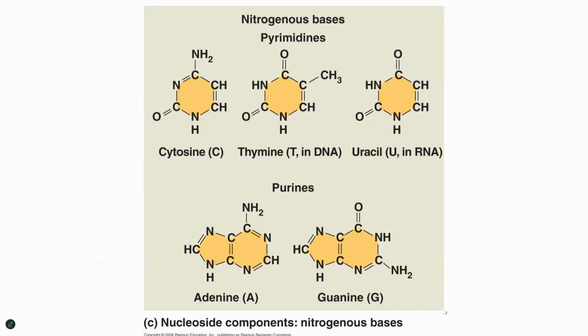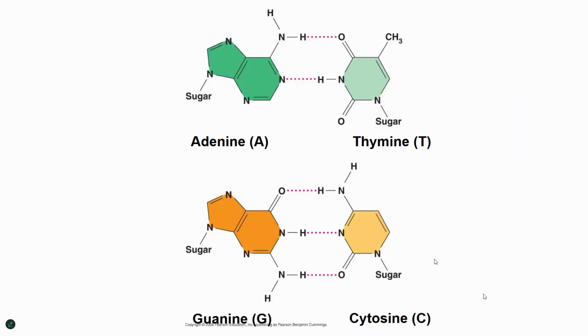So looking at the nitrogenous bases in nucleic acids, we've got pyrimidines that have these single ringed structures, and we've got purines which have these double ring structures. So purines are going to be a little bit bigger than pyrimidines. So we've got big bases and little bases. Cytosine, thymine, and uracil are pyrimidines, and adenine and guanine are purines. When we look at the base pair rule, adenine always bonds to thymine and guanine always bonds to cytosine.